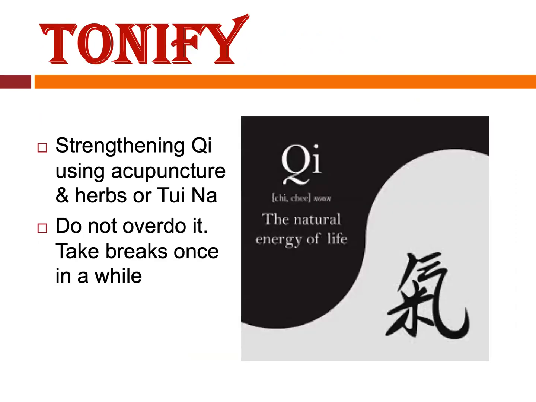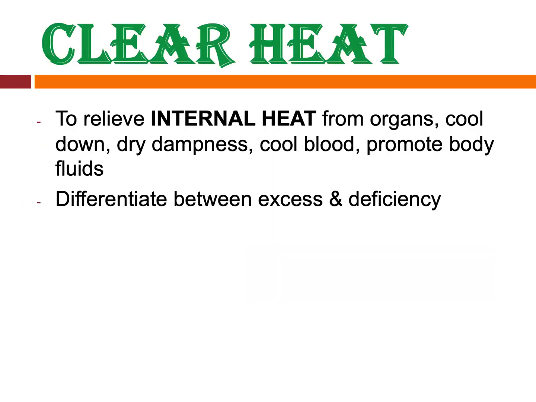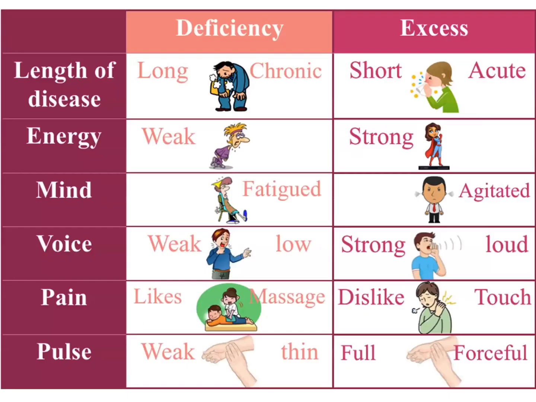Next, we tonify. We strengthen the qi using acupuncture and herbs or tuina. Do not over-tonify. Take breaks once in a while. Next, we have clear heat. Clearing heat is to relieve internal heat from organs. Cool down, dry the dampness, cool the blood, and promote body fluids. And again, to clear heat, you need to differentiate between excess and deficiency.